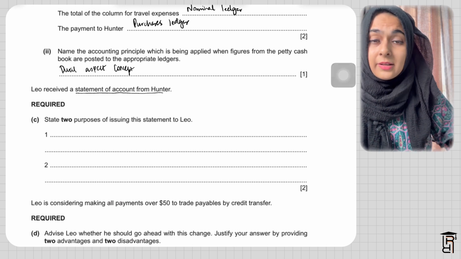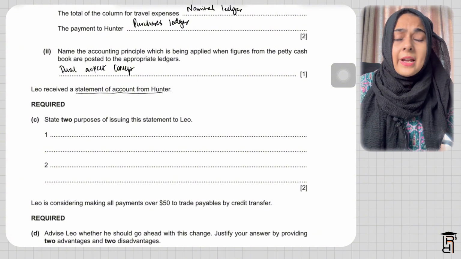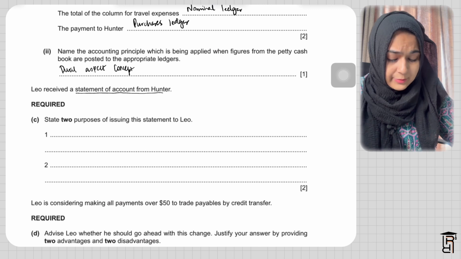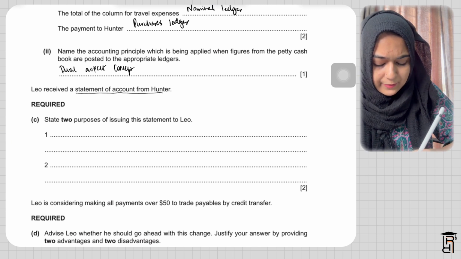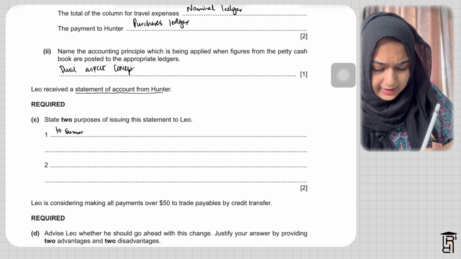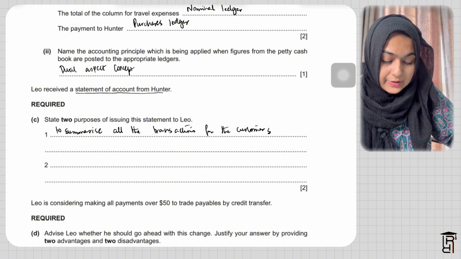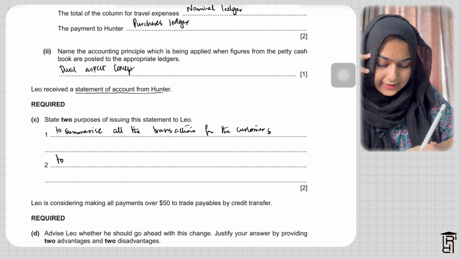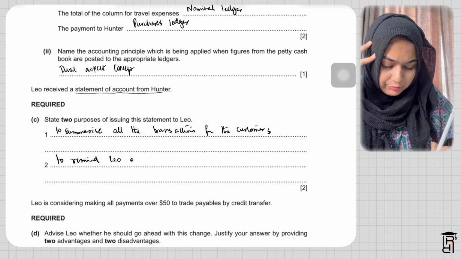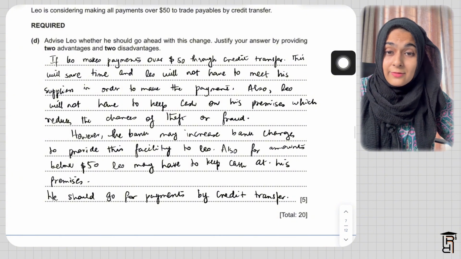Okay, in the next part, they are saying Leo received a statement of account from Hunter. So Hunter is the seller, Leo is the buyer. Sellers normally issue statements of account at the end of every month. So why do we issue a statement of account to our customers? Number one, the reason is to summarize all the transactions for the customer. And another purpose of issuing a statement of account is to remind Leo of the amount due. So Hunter wants to remind Leo of his amount due.